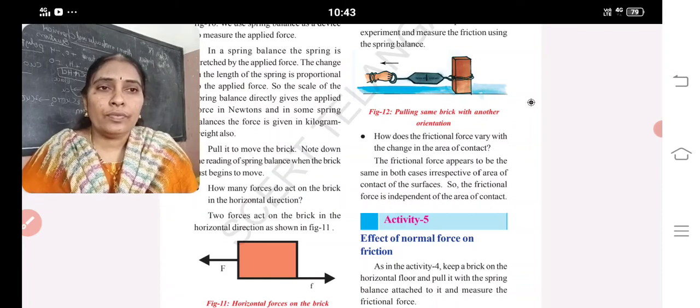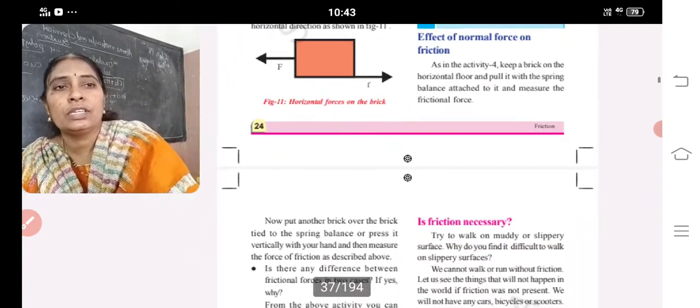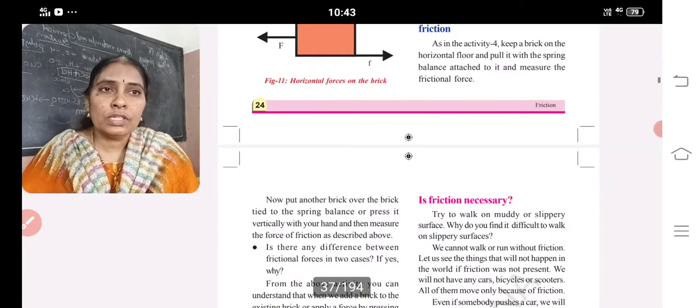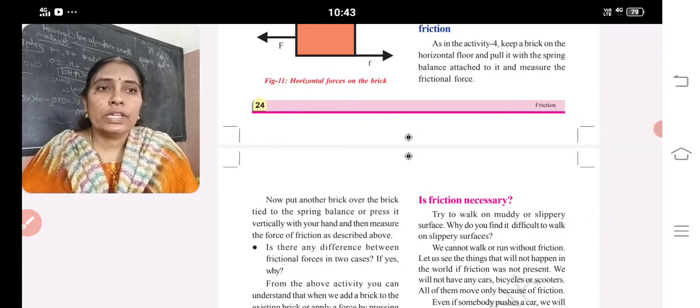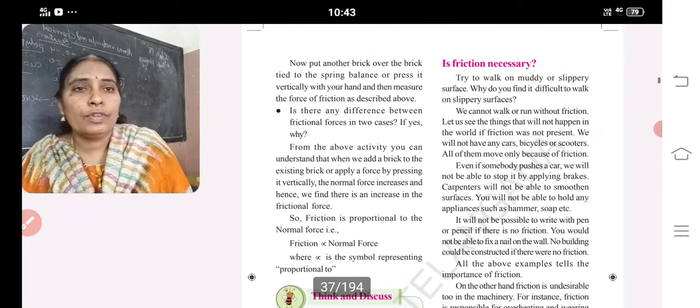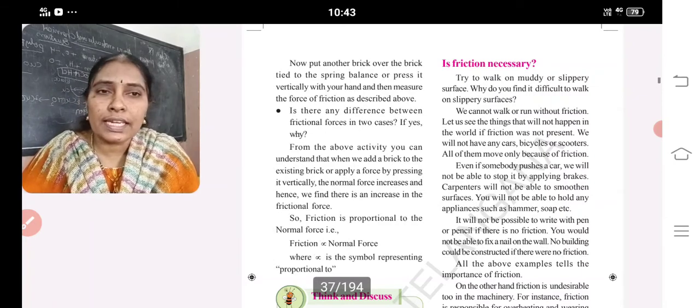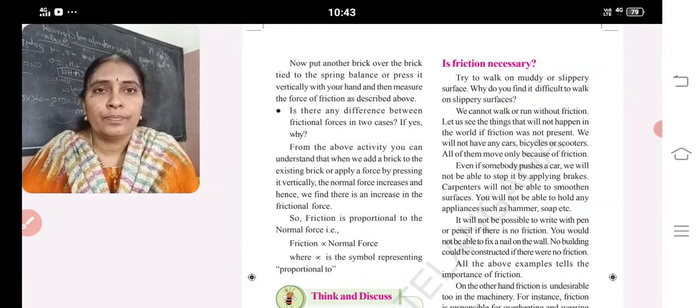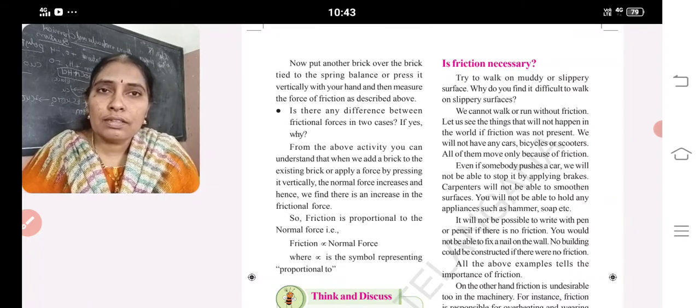Okay. Next, effect of normal force on friction. What is the effect of normal force? Does the normal force also affect the friction or not? Yes, it affects the friction. That is, friction is directly proportional to the normal force. So as the normal force increases, friction also increases. Normal force increases, frictional force also increases.